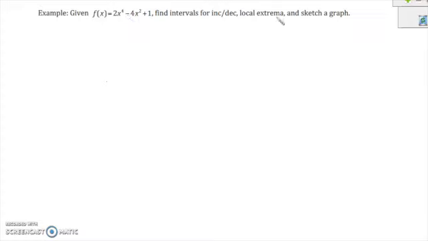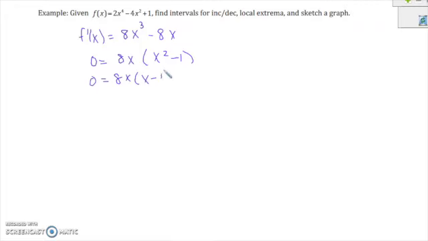So, same exact instructions, just a different function. Find the intervals for increasing, decreasing, the local extrema, and sketch a graph. So I've got to find f prime. And f prime of x is 8x cubed minus 8x. And you can see they always kind of come out nicely. So I want to know where that is equal to 0. I'm going to take out the GCF, which is an 8x, and I'm left with x squared minus 1, which we all know is the difference of two squares. Okay, so I know my critical points are taking place at 0, 1, and -1.